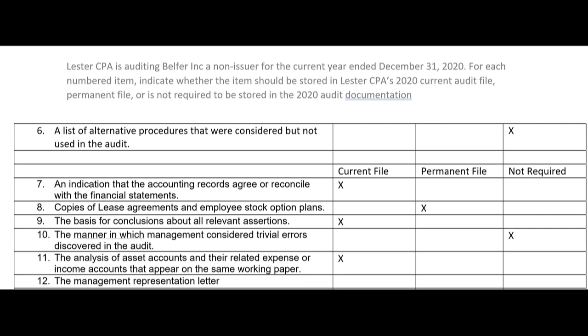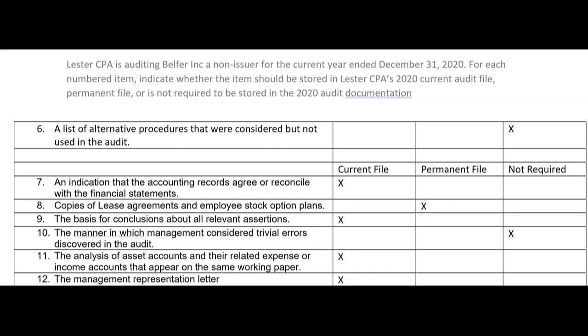Number 12, the management representation letter. And of course, the management rep letter goes in the current file because that is the last piece of evidence regarding this year's audit opinion, where we ask management to sign off on all the inquiries that we made to them, where they responded to our inquiries orally. We put it down on paper and presented it back to them and say, hey, here's your answers to our questions. Would you please sign that you still believe that your answers are truthful and correct? So definitely remember that the management rep letter gets stored in the current file.